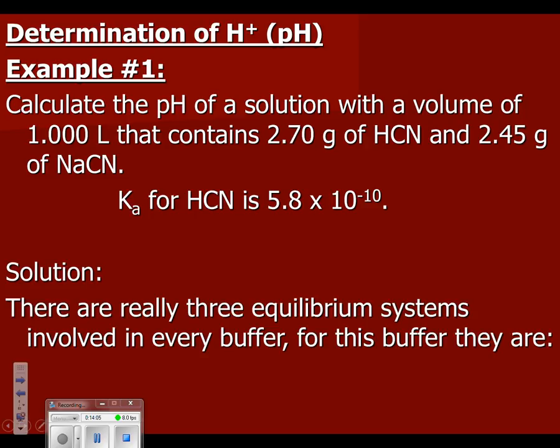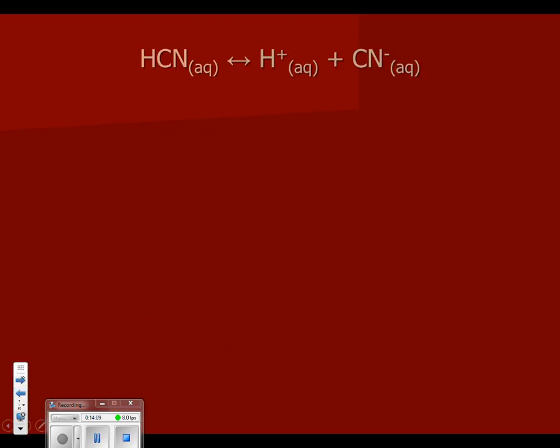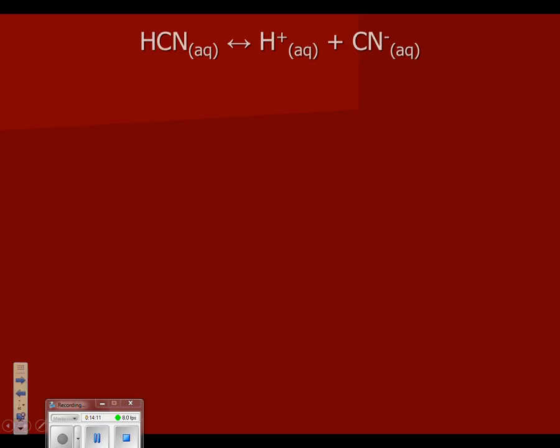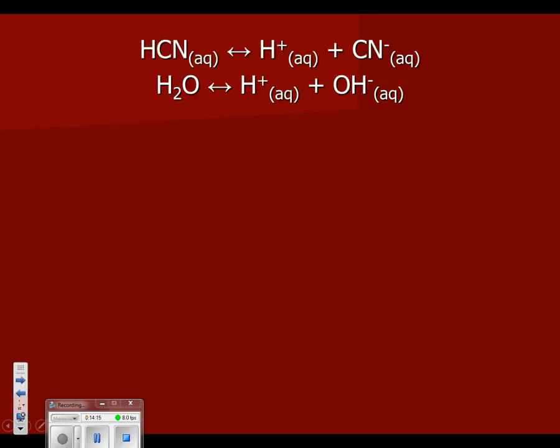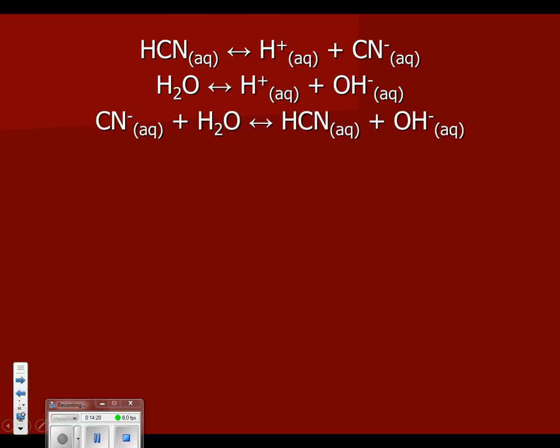Okay, there are really 3 equilibrium systems involved here, and they're involved in every buffer. You've got the acid separating into hydrogen and its anion. You've got water separating into H and OH, and you've got the salt separating and going with water to make hydrogen cyanide and the hydroxide ion.